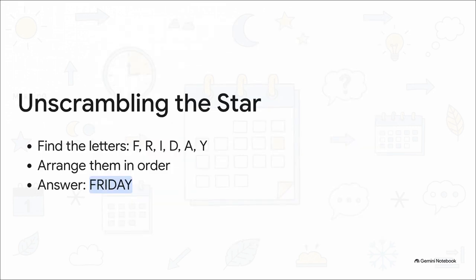Let's crack the star puzzle first. Notice the letters hanging out at the points of the star? We've got an F, R, I, D, A, and Y. When you pull those out and put them in their standard English order, the hidden day just jumps right out at you. It's Friday, option 4. And notice how this completely relies on you having nailed down the spelling of Friday from our very first section. It all connects.